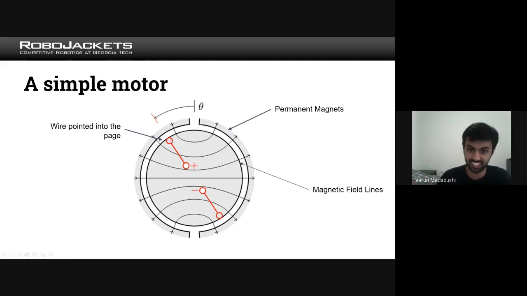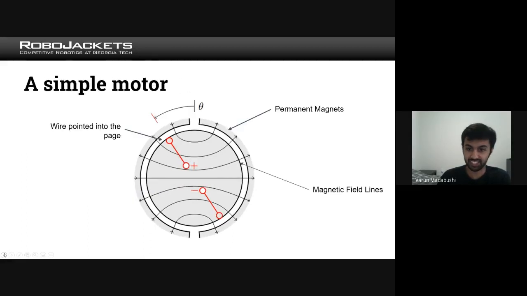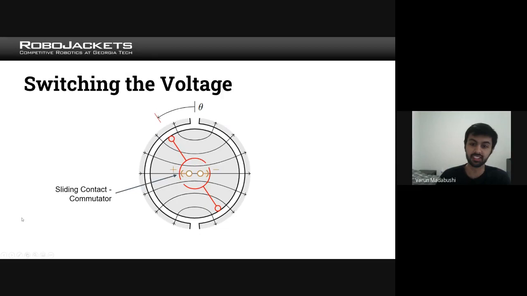So this is going to move perpendicular to that magnetic field. Since the magnetic field is always oriented towards the radius, the motor moves always perpendicular to the radius, which means it goes in a circle. The problem arises when the magnetic field around this part changes direction. Here it's pointing towards the radius, here it's pointing directly away from the radius.